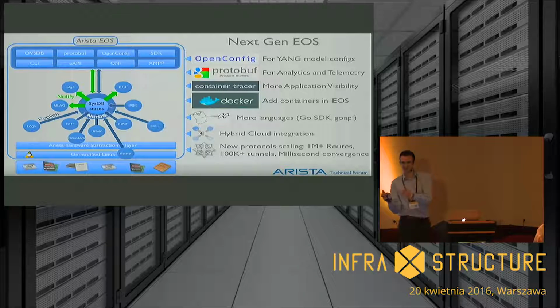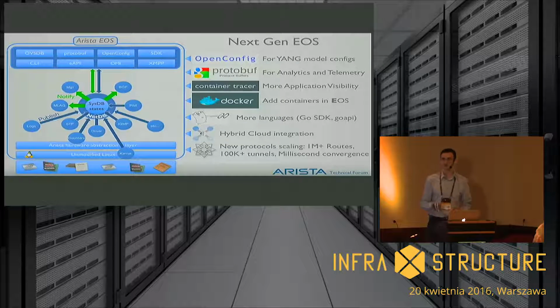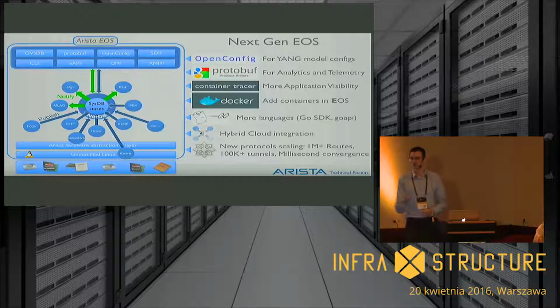So maybe what the networking guys don't know is that the server guys are looking into containers, moving away from VMs maybe, because it saves resources on their compute. And what we provide here is container tracers, allowing the networking team to see on their compute nodes what containers are running, what applications. Not control them, just view.